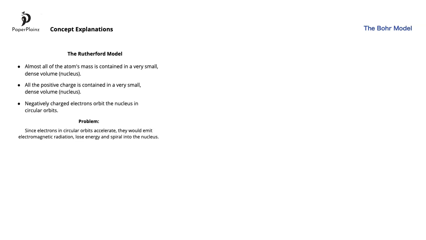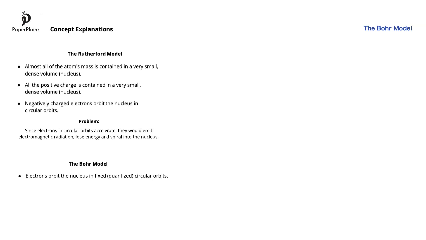This is exactly what the Bohr model does. It maintains the assumption that electrons orbit the nucleus. However, it states that these orbits are fixed or quantized. These orbits are basically the same as electron energy levels in an atom that we learned about in subtopic 7.1.